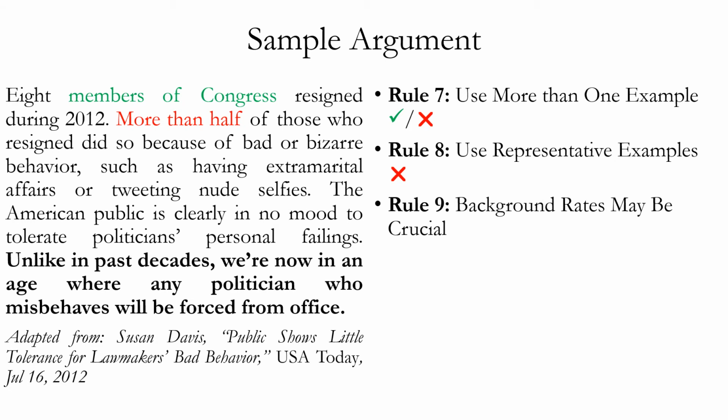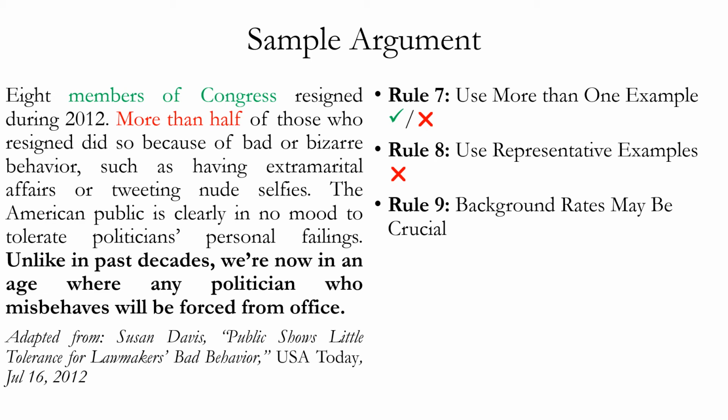Background rates may be crucial. So in order to assess this claim, we want to look at some background rates. Let's look at the claim again to remind us what it's actually saying. Unlike in past decades, we're now in an age where any politician who misbehaves will be forced from office. So the "unlike in past decades" clause is going to give us one type of background rate.